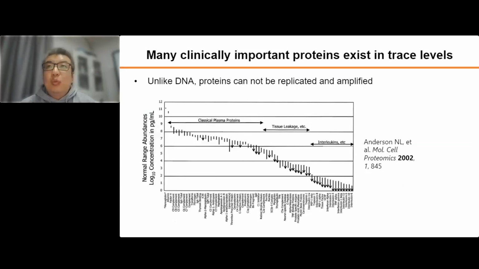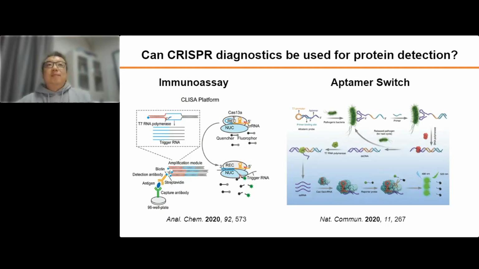One of the reasons why we want to make use of CRISPR to do protein detection is because many important biomarkers are proteins. However, unlike DNA, those proteins cannot be replicated and amplified. So the typical limit of detection for proteins is much worse than for DNA. So how can we detect proteins? We make use of the powerful amplification power of CRISPR-Cas systems.